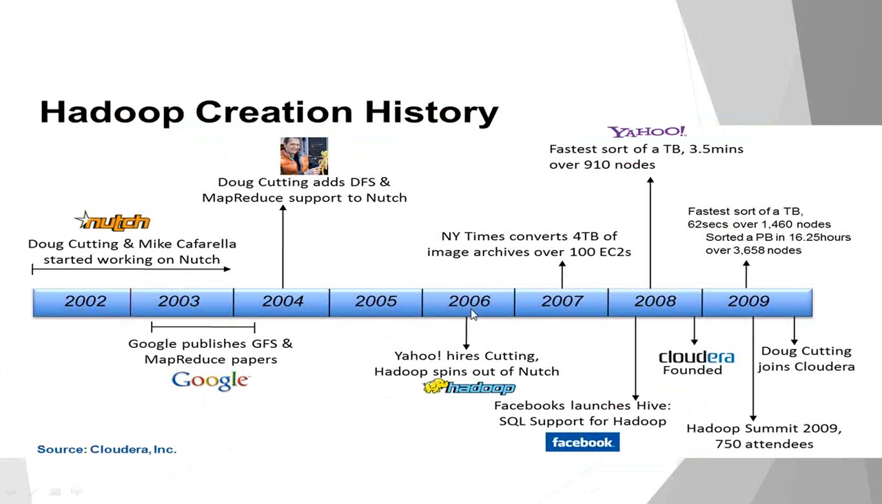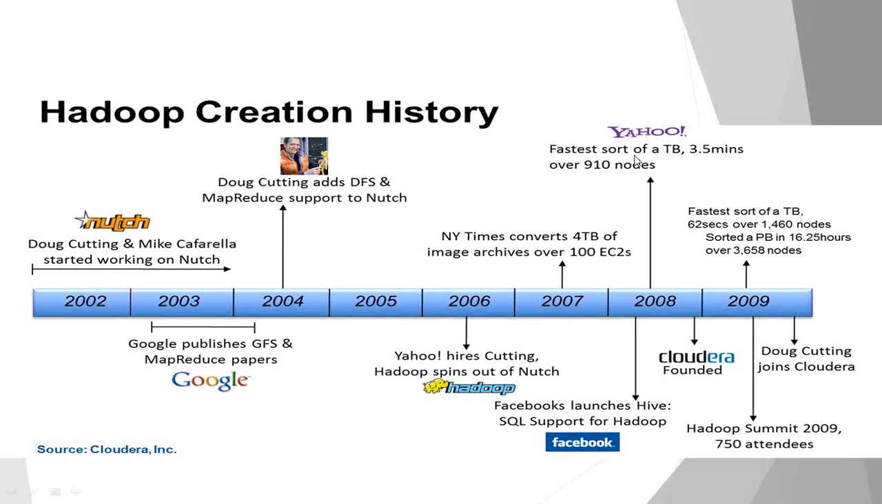Then in the year 2006, Yahoo hired Doug Cutting, and with the help of Yahoo, Doug Cutting was able to come up with the fastest sort of 1 terabyte of data. He was able to sort 1 terabyte of data in 3.5 minutes, and for doing this, he used 910 nodes. So this means 910 computers running parallelly to achieve this task.